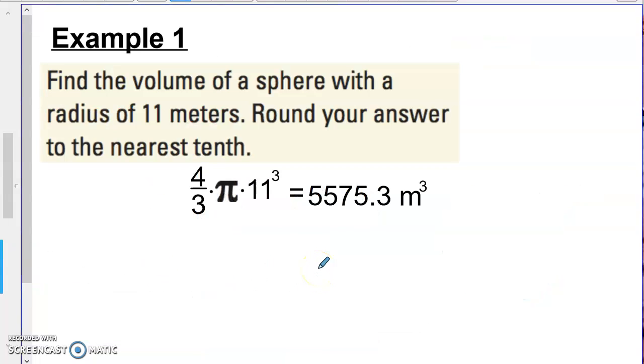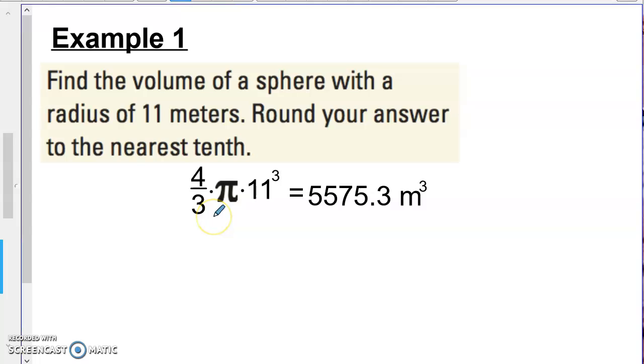First example says, find the volume of a sphere with a radius of 11 meters and round your answer to the nearest tenth. So it would be 4/3 times pi times 11 to the third power. And using the pi key on my calculator, I should get an approximate answer of 5,575.3 meters to the third power.